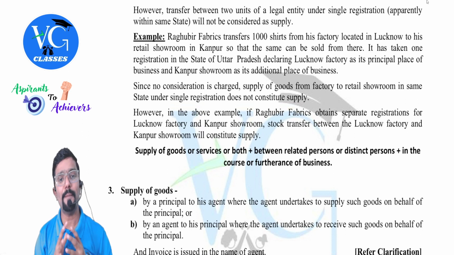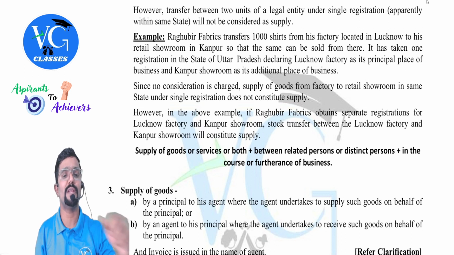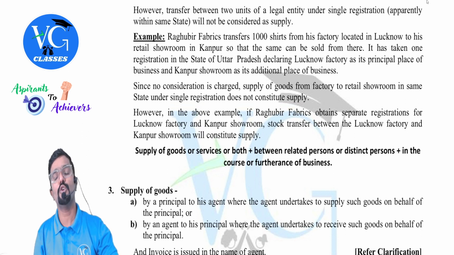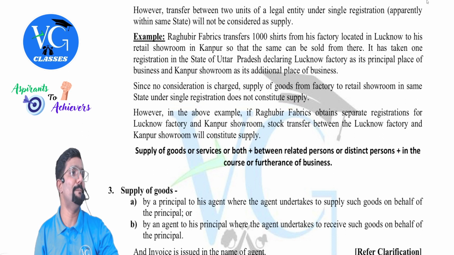Example, Raghubir Fabrics transfers 1,000 shirts from his factory located in Lucknow to his retail showroom in Kanpur so that the same can be sold from there. It has taken one registration in the state of Uttar Pradesh, declaring the Lucknow factory as its principal place of business and the Kanpur showroom as its additional place of business.